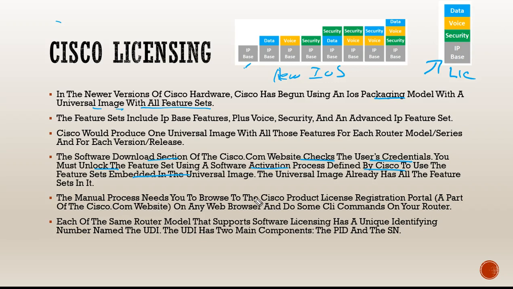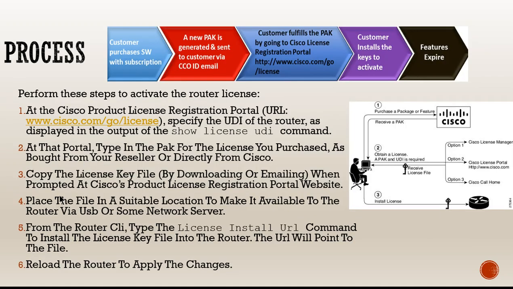Manual process: browse to the Cisco product licensing registration portal on the web browser and do some command line commands on your router. Each router model that supports the software has a unique identifying number, or a UDI. It has two main components, the PID and the serial number, which make up the UDI. So the process here, and this is kind of new, kind of not new.